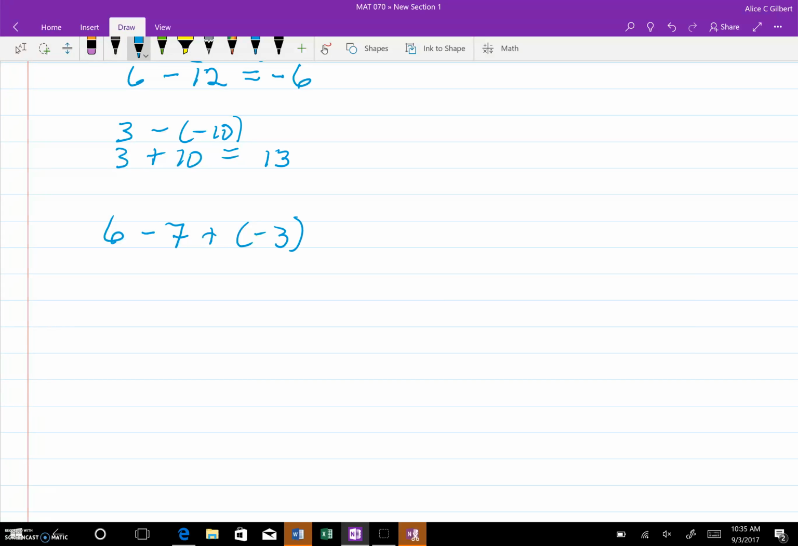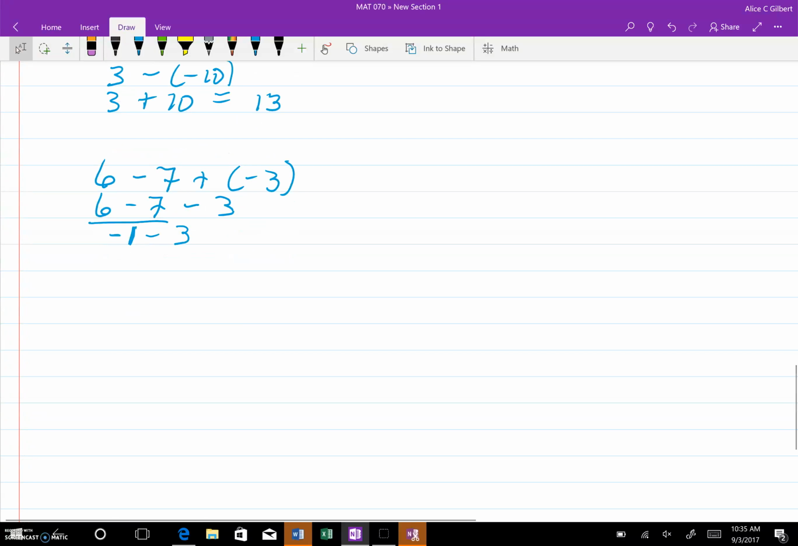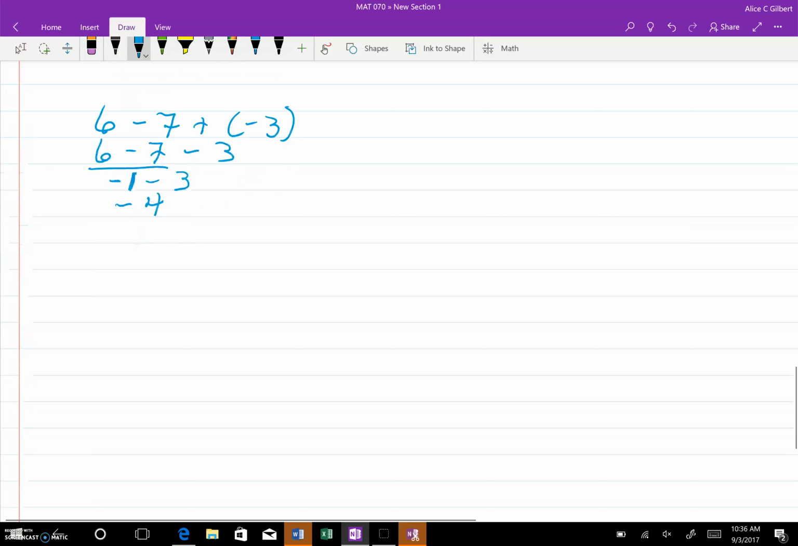Let's try this one. First I need to get rid of the parentheses. So I'll write these down, and then positive times a negative is a negative. Now I'm just going to work with these two first. This is an addition problem whose signs are different, because the 6 is positive and the 7 is negative. So I subtract the small number from the big number and keep the sign of the big number, and then bring the -3 down and continue. This is an addition problem whose signs are the same, so I add the numbers, keep the sign, and there's my answer.